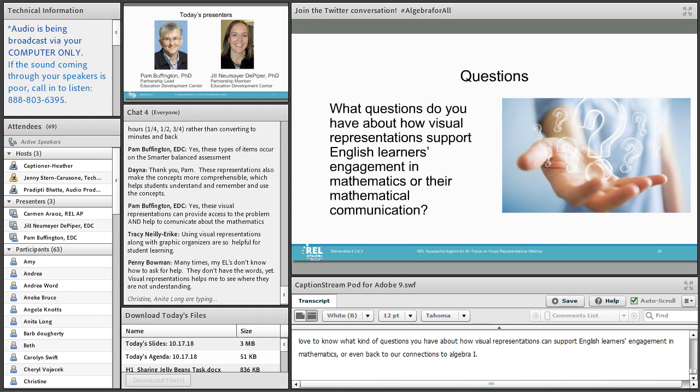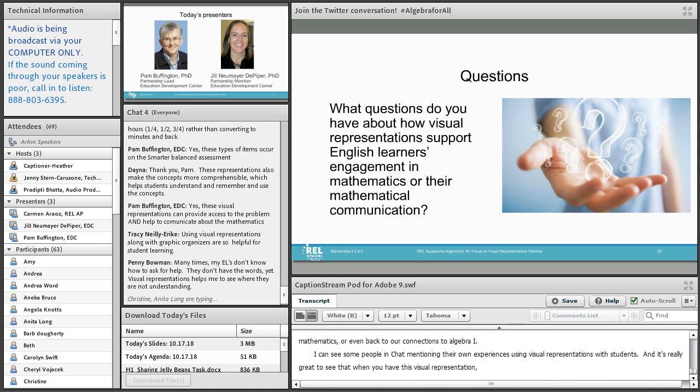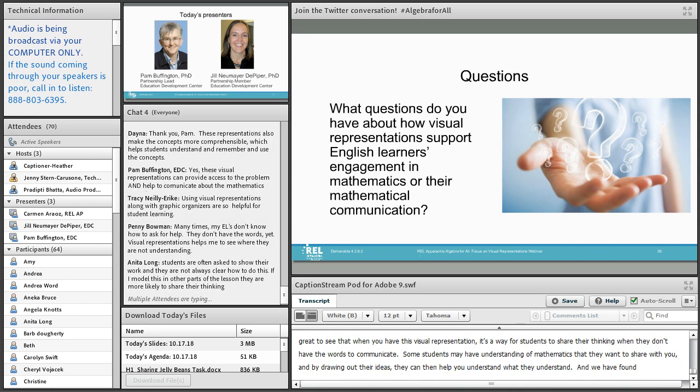I can see some people in the chat mentioning their own experiences using visual representations with students. And it's really great to see that when you have this visual representation, it's a way for students to share their thinking when they don't have the words to communicate. Some students may have rich understandings of the mathematics that they want to share with you. And by drawing out their ideas, they can then help you understand what they understand. And we found that to be really powerful.